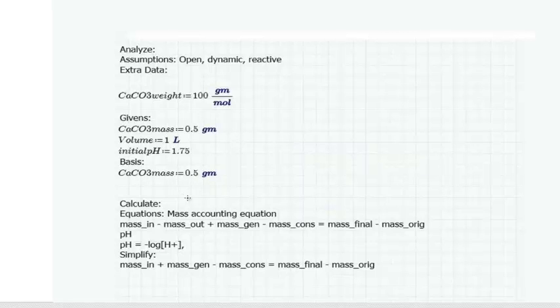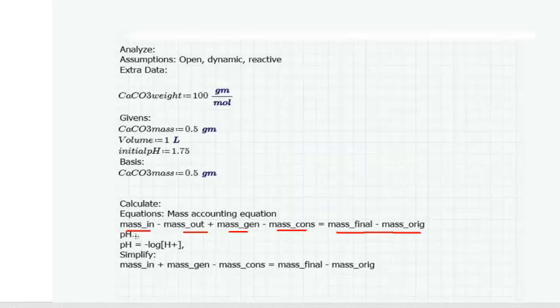So now taking a look at our calculate section, we have two really important equations. First one is our mass accounting equation. You guys should all be really familiar with this equation. Just mass in minus mass out plus mass generated minus mass consumed equals mass final minus mass original. I think it's really important to use this final minus original part, especially for this acid-base problem.